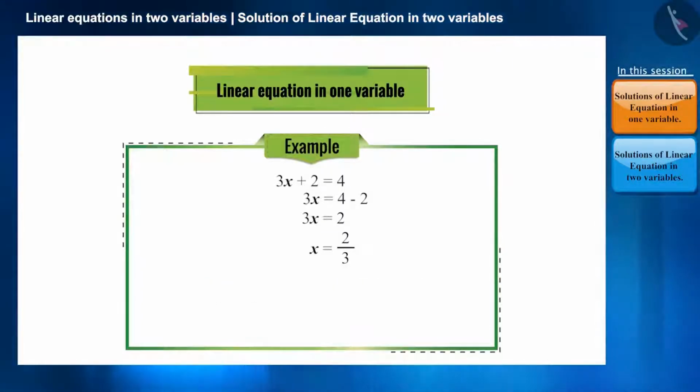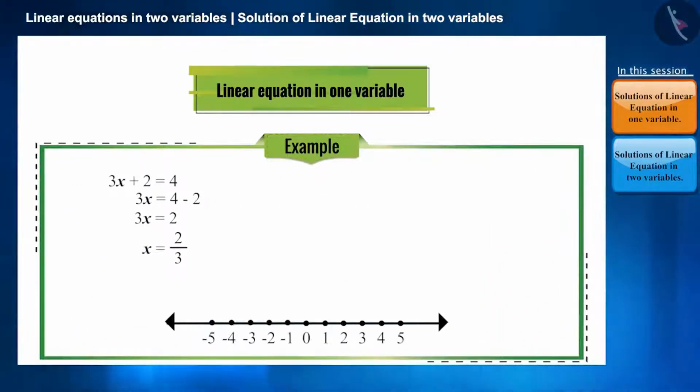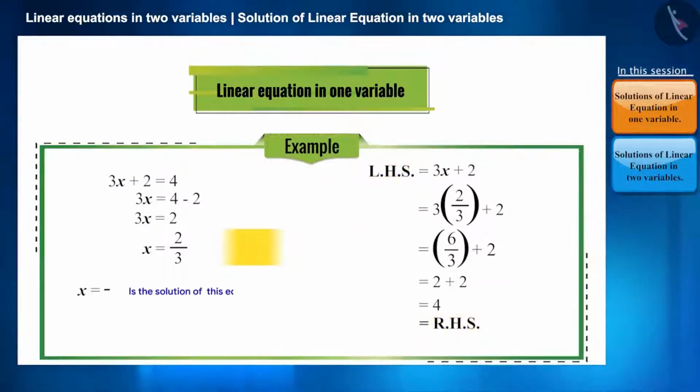In this example, the value of x is found to be 2/3. This means there is a point on the x-axis which equals 2/3. And only when we keep the value of x equal to 2/3 will the equation 3x + 2 = 4 be satisfied. That is, RHS will be equal to LHS. And no other value of x except 2/3 can satisfy the equation.